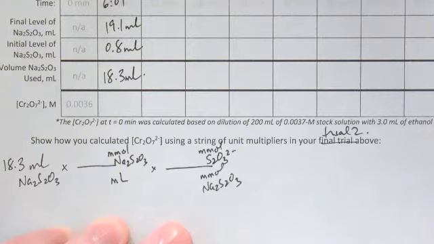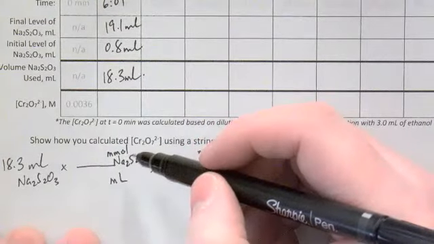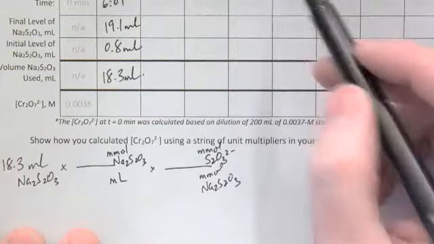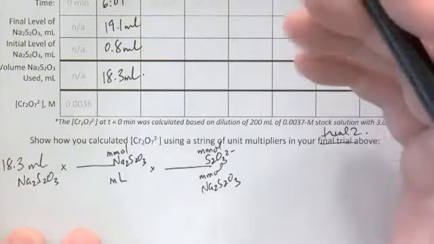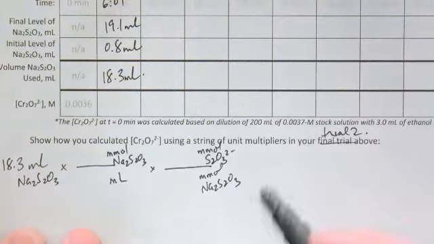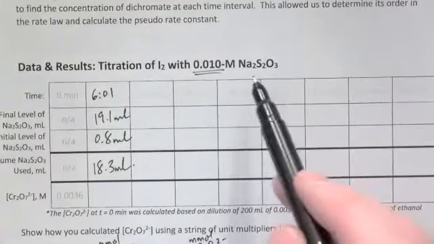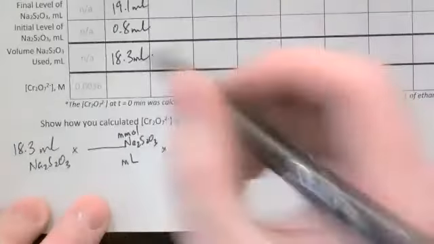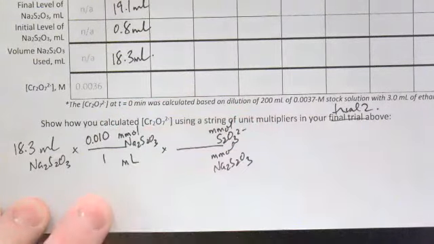What is the first unit multiplier? What is millimoles of sodium thiosulfate per milliliter? What is that? Yeah, that's the concentration, isn't it? We usually think of it as moles per liter, but it could equally well be thought of as millimoles per milliliter. So when 0.010 molarity was the concentration, we can go down here and say 0.010 millimoles per milliliter.